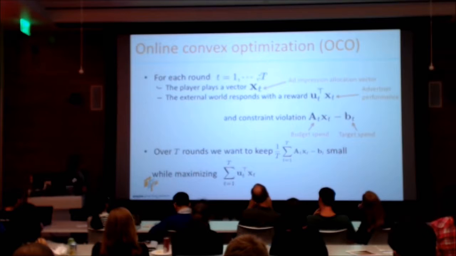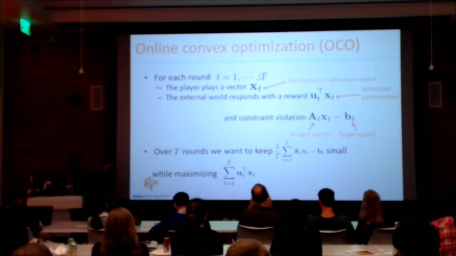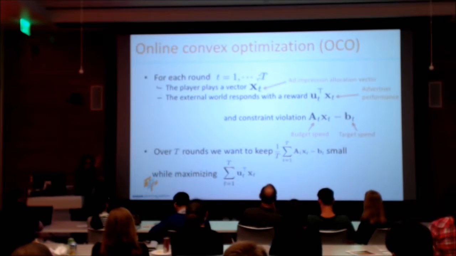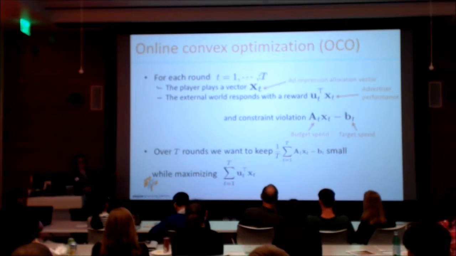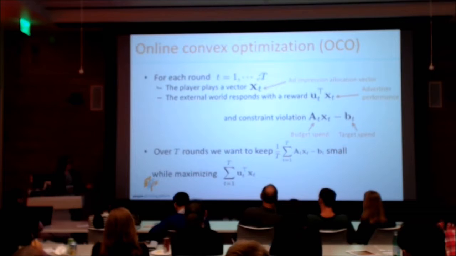And then we want to make decisions in such a way that over T rounds, which is a large number, we keep this error in constraint violation small. So you don't want to overspend, you don't want to underspend. And otherwise, you want to maximize the utility you get. That's the online convex optimization problem we're going to solve.